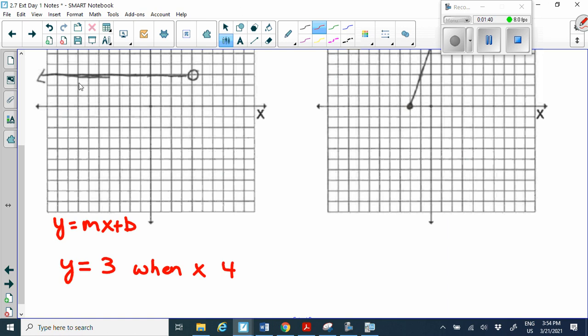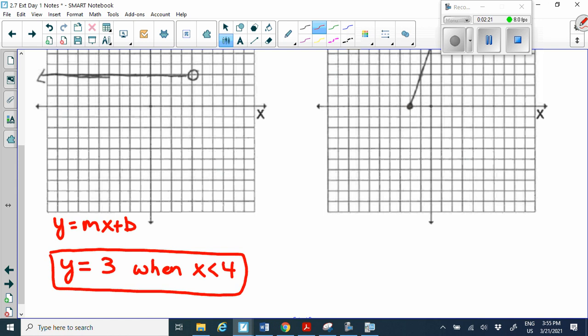Now we need to look at this graph and see, are the x values getting smaller than 4 or bigger? Well, notice because it's going towards the left, the x values are getting smaller. So what type of inequality would we use? We would use a less than symbol. Now the last thing is we need to determine, are we going to have an equal bar? Well, notice that at the open circle, it is open. So that means we don't have an equal bar on our inequality. So our final answer here is going to be y equals 3 when x is less than 4.